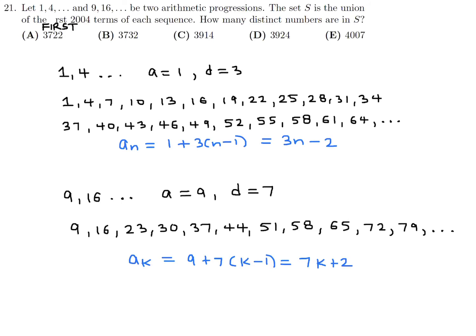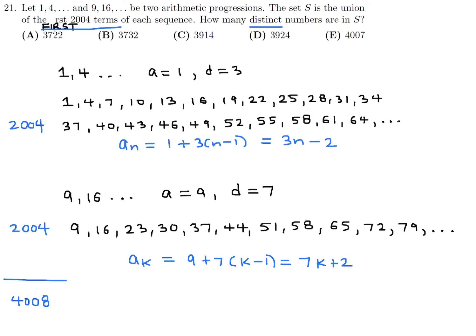They're saying they want you to write out the first 2004 terms, in here and here. Well, I don't think they really want you to write them out. They want you to analyze what they are. If you look at those 2004 terms from each sequence, there will be a total of 4,008 of them, correct? Now they want you to find the number of distinct terms. What do they mean by that?